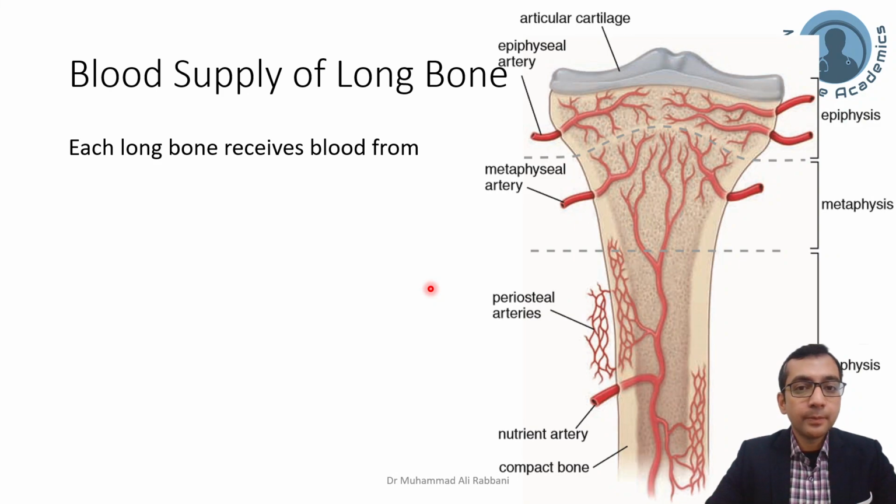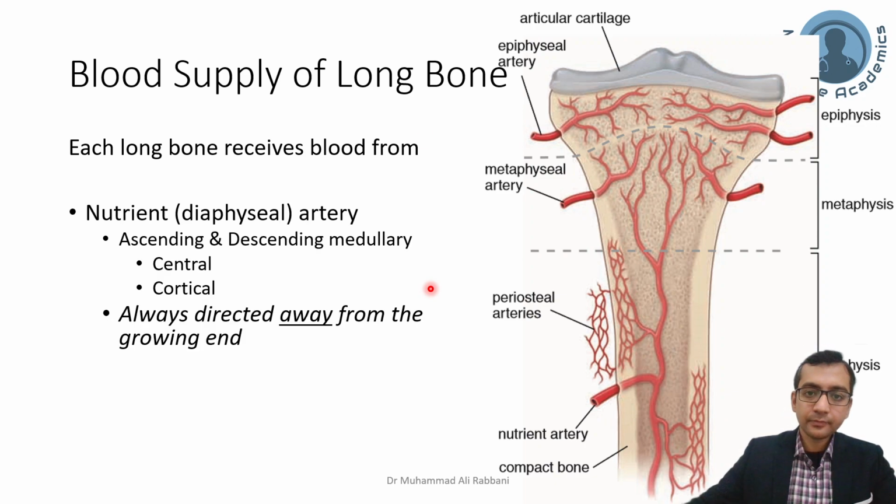Now, let's talk about the blood supply of the long bone. The long bone receives blood through a number of arteries. The artery that enters the main shaft through a foramen, the nutrient foramen, is the nutrient artery. So that's the main artery of the bone.